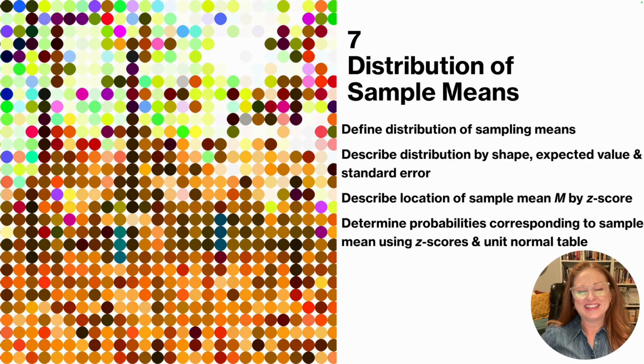Lecture 7, the distribution of sample means. So this is going to feel a lot like Lecture 6. The only major difference is instead of doing one score, we're going to be doing a group of scores. So not that big of a jump.